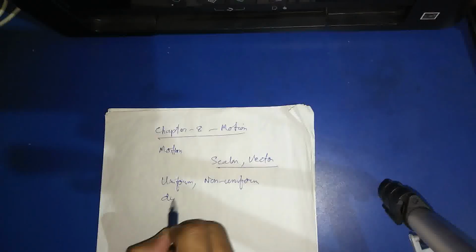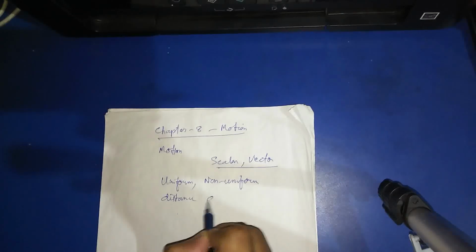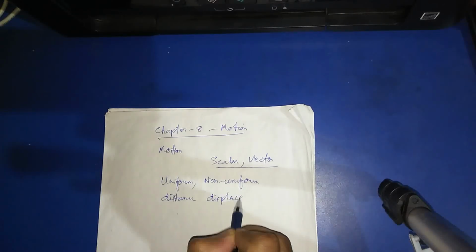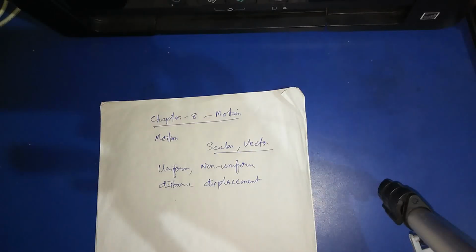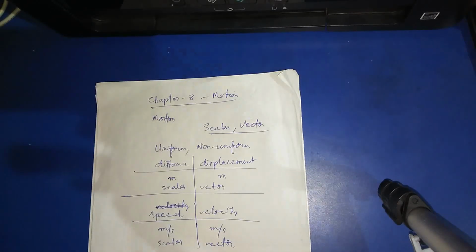Now let us go to distance and displacement. About distance: distance is the total path covered by a body. The total path covered by a body is called distance. The SI unit of distance is meter and it is a scalar quantity.